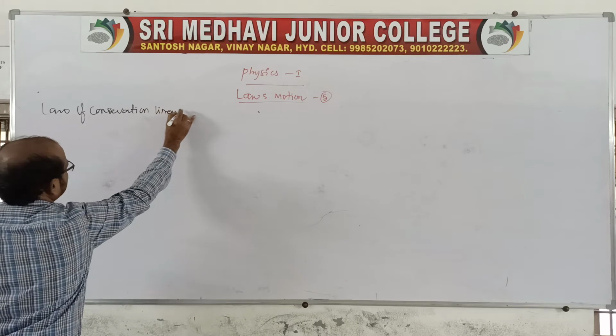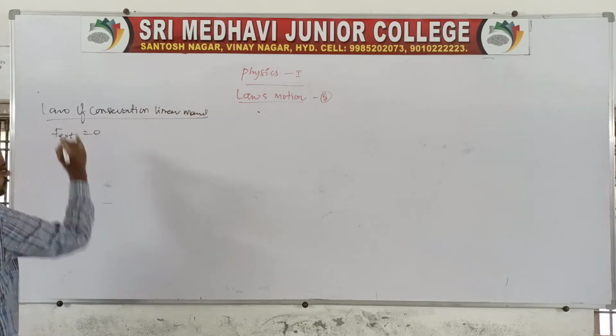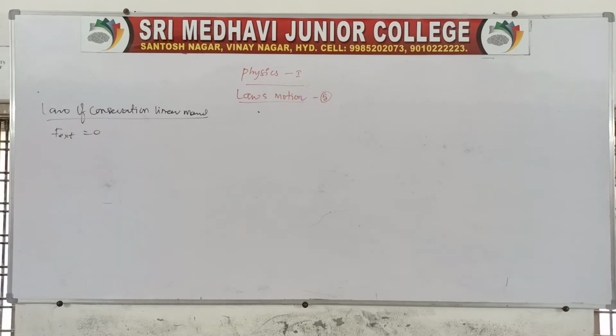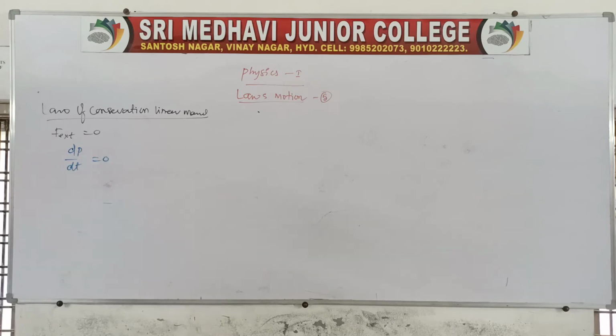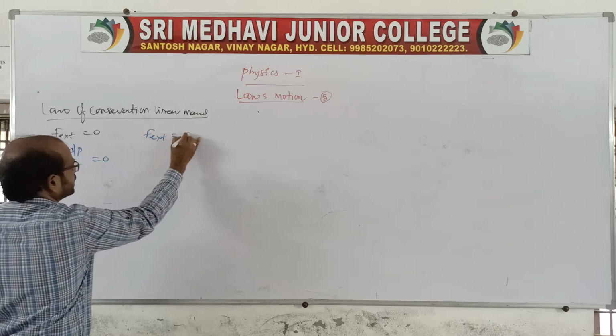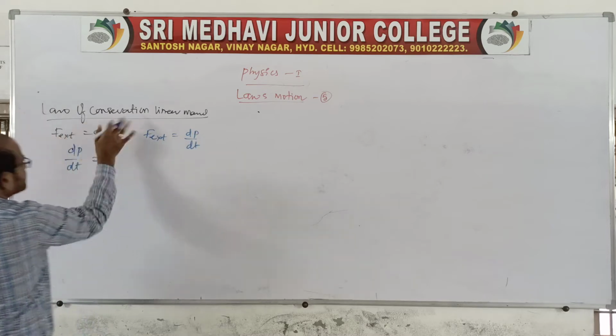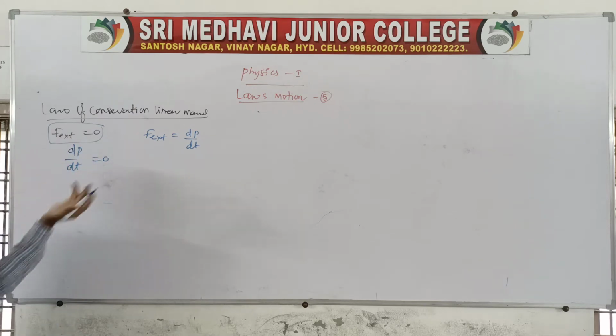linear momentum. That is, when the external force acting on the system is 0, therefore we can say the change in momentum will be 0, or the rate of change of momentum is equal to 0. Sir, why is the rate of change of momentum equal to 0? Because according to the second law, F is dp by dt. So when the external force acting on the system is 0, the rate of change of momentum is also 0.